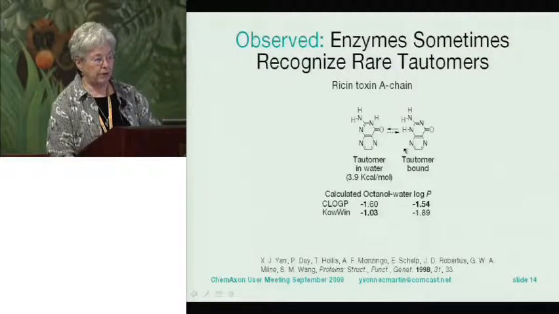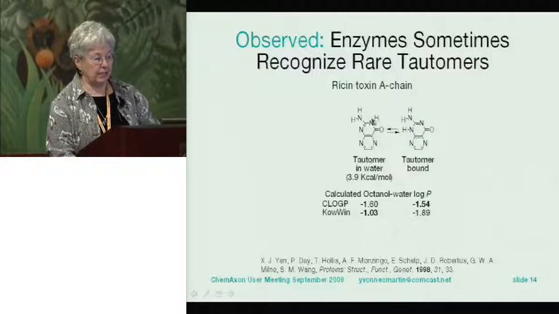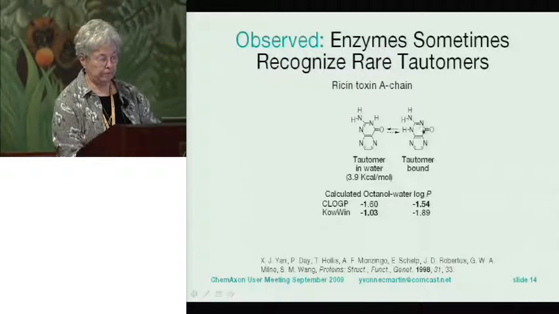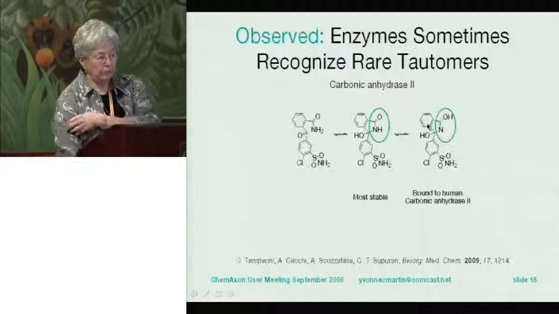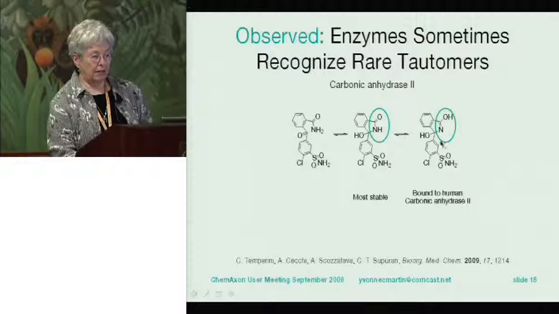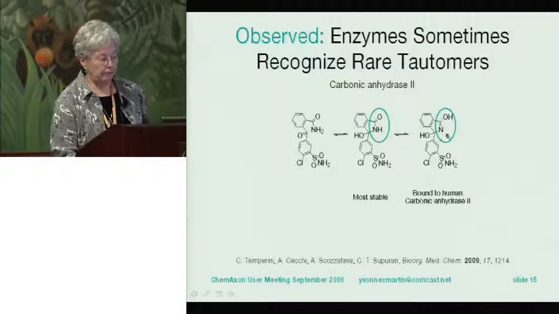Here's an interesting one. There's very little difference between the two tautomers. The hydrogen either here or here. AM1 calculations say this one is preferred by 4 kilocalories, and yet the enzyme binds that. Carbonic anhydrase actually binds this, instead of the amide form of this molecule, the hydroxyamine.